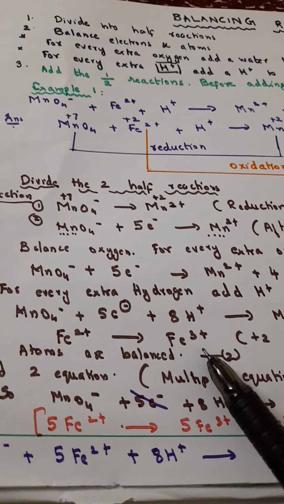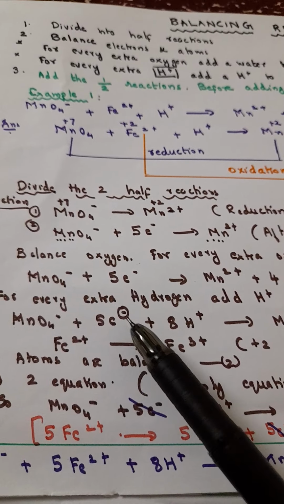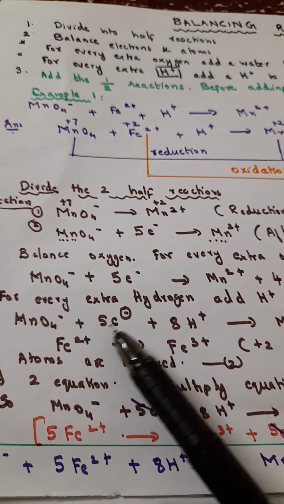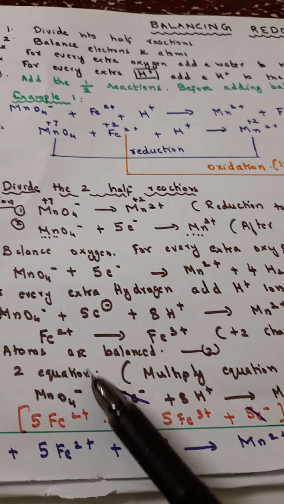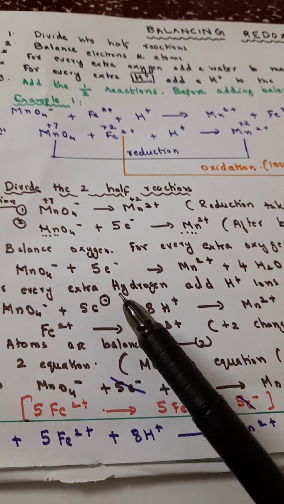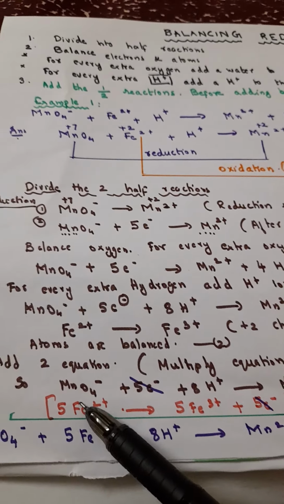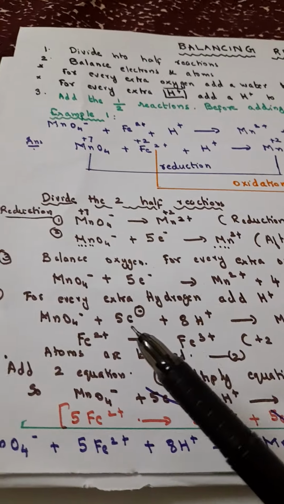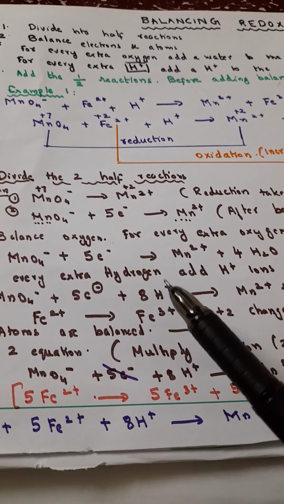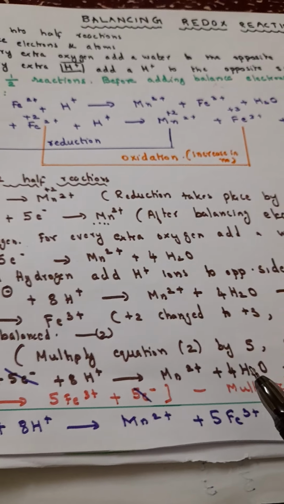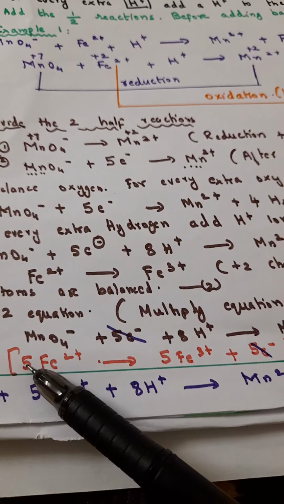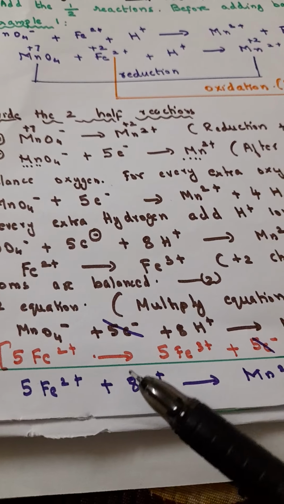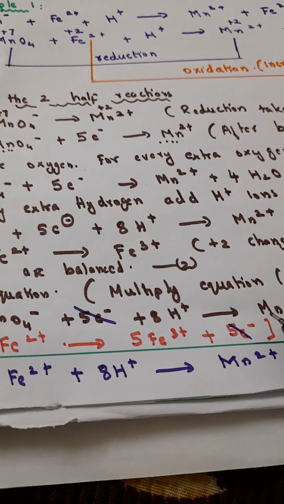Now you have to add both the equations. But see, now we have to make both the equations equal. So here there are 5 electrons. So here what we have to do is, you can multiply the second equation by 5 to make the number of electrons same. So first equation is MnO4 minus plus 5 electrons plus 8 H plus gives Mn2 plus 4 H2O. So that is equation 1. Now we are multiplying the whole of the second equation by 5. So to make the number of electrons equal, 5 Fe2 plus gives 5 Fe3 plus 5 electrons.